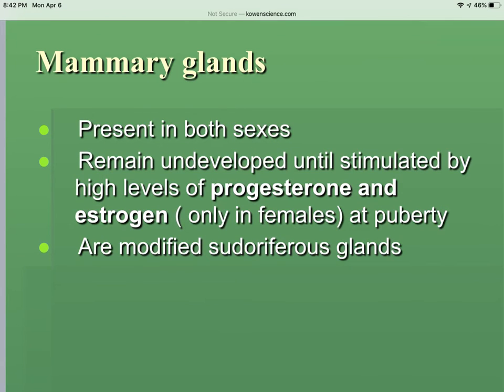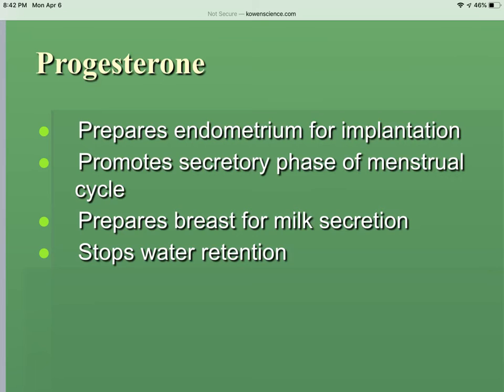The mammary glands are present in both males and females. However, they remain undeveloped in males, and they remain undeveloped in females until high levels of progesterone and estrogen at puberty cause them to begin to develop. They are modified sudoriferous glands. The hormone progesterone helps to prepare the endometrium for implantation. It helps with the secretory phase of the menstrual cycle. It helps prepare breast milk for secretion, and it stops water retention.